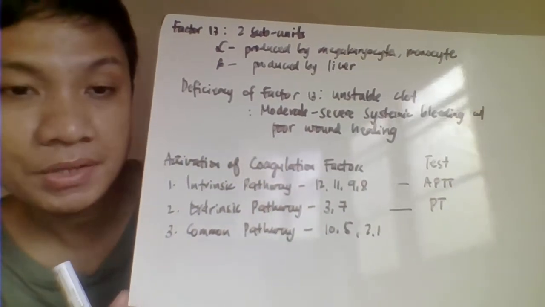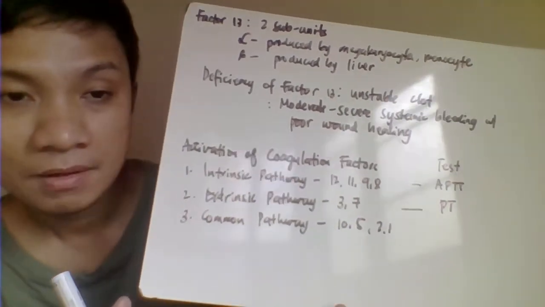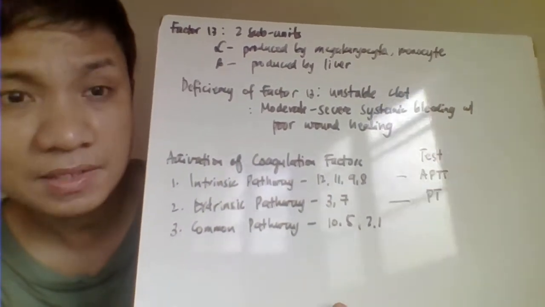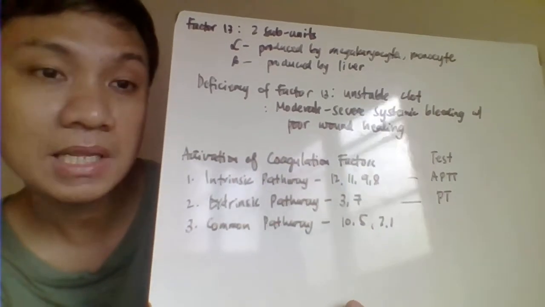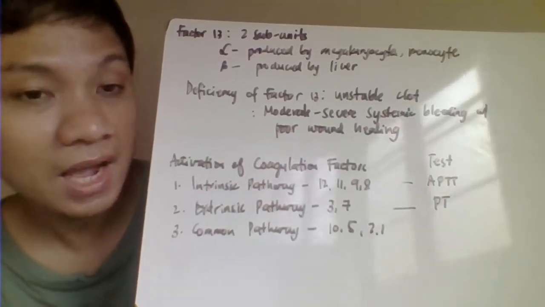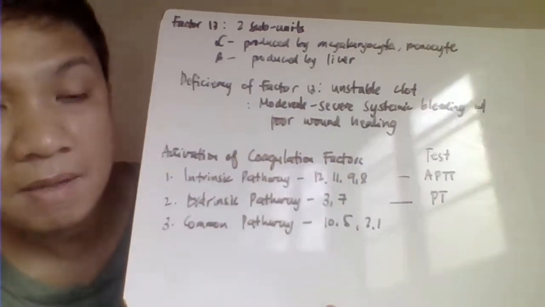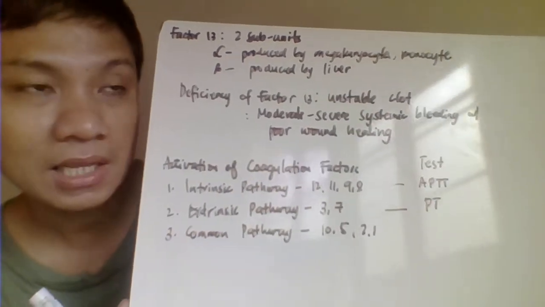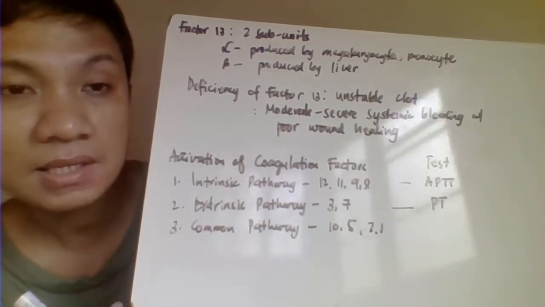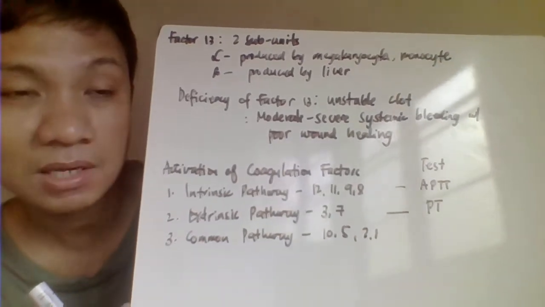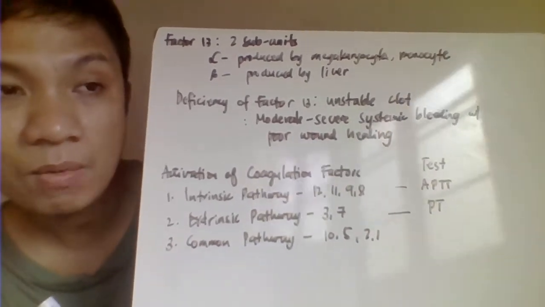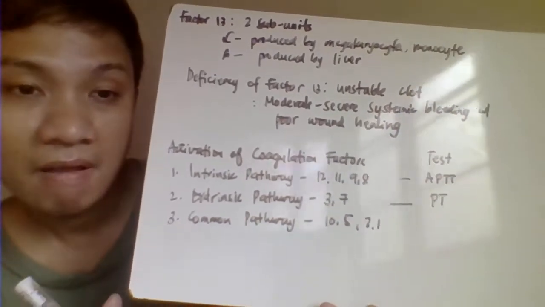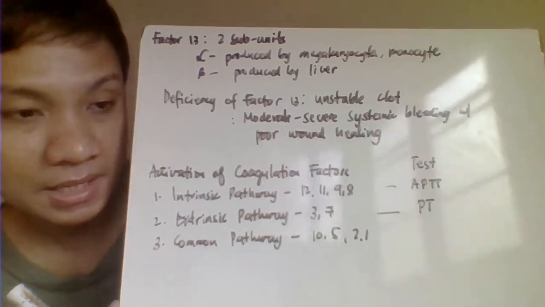Okay, deficiency of your factor 13, pag wala kang factor 13, mangyayari ay hindi magiging stable ang clot natin. So, meaning to say, hindi pa nag-stop ang bleeding ng patient natin. So, deficiency of that would result here to your moderate to severe systemic bleeding with your poor wound healing. Hindi talaga nag-heal ang sugat ni patient kasi hindi stable ang clot formation. It's because here na wala kang factor 13 to stabilize your fibrin polymer. That's why, very important ang role ng ating factor 13.